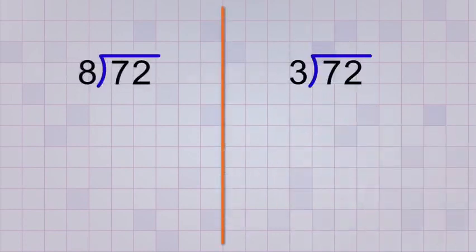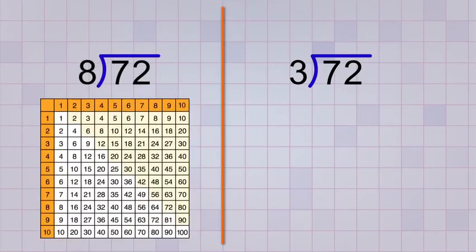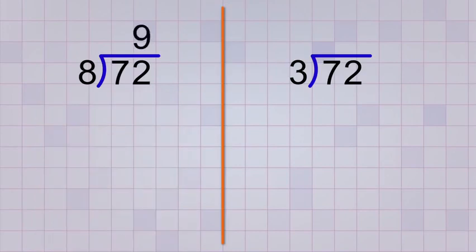Let's start with the first problem, 72 divided by 8. We just ask how many 8s does it take to make 72, or almost 72? Well, that's easy. On our multiplication table, you can see that 72 is a multiple of 8. 8 times 9 equals 72. So we put 9 in our answer line, and we write 72 below, and we see that we have no remainder.